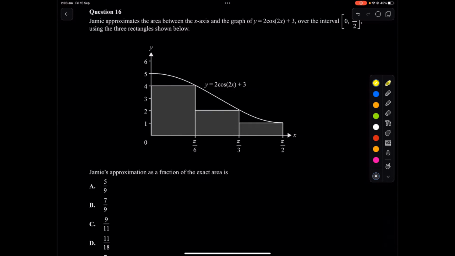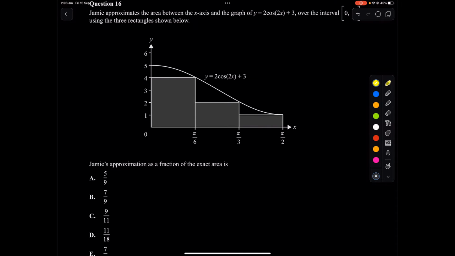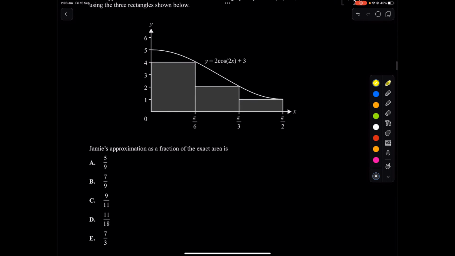Jamie approximates the area between the x-axis and the graph over the interval from 0 to pi over 2 using the three rectangles as shown. Jamie's approximation as a fraction of the exact area is what? So it's the rectangle area over the exact area, that's what they're telling us. So the fraction. Okay, that's not too bad.